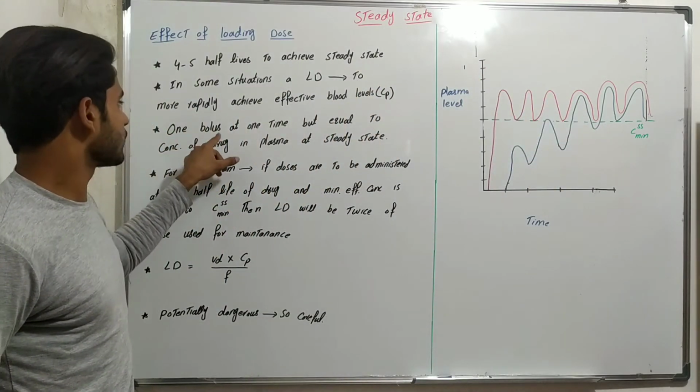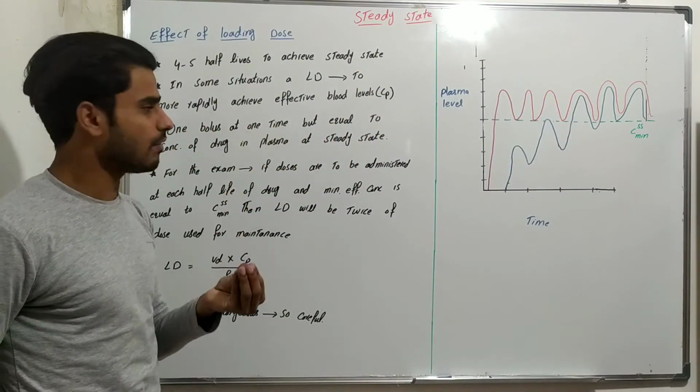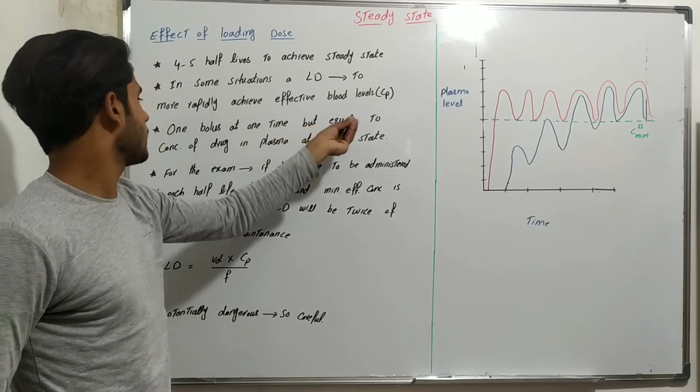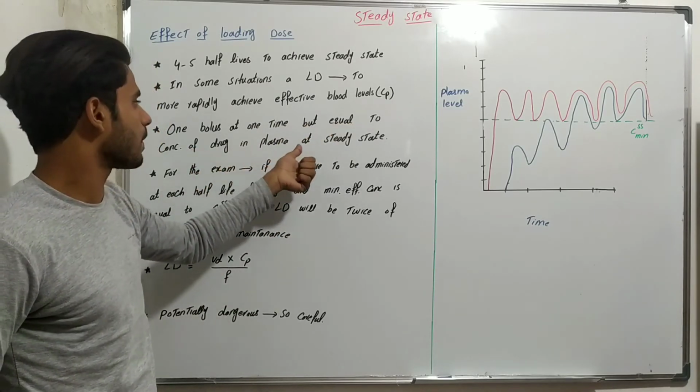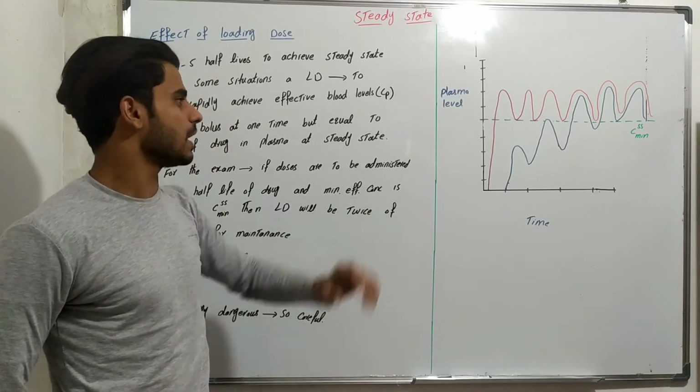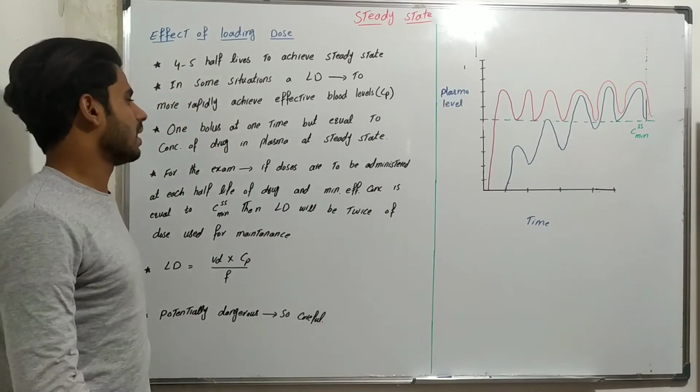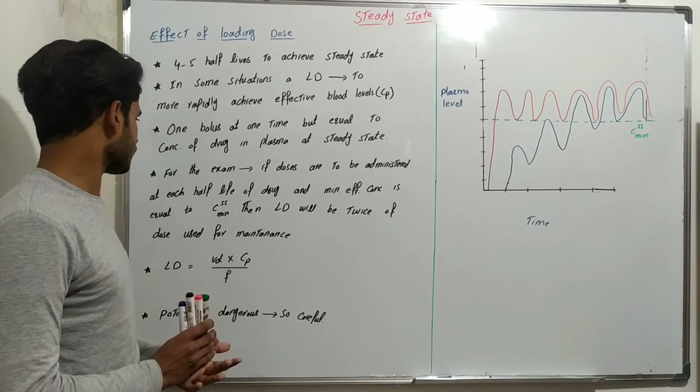So mostly, it is one bolus at one time. At one time we will give one bolus, but this one bolus will be equal to the concentration of drug in plasma at steady state. So it must be equal to the plasma level of a drug at a steady state.